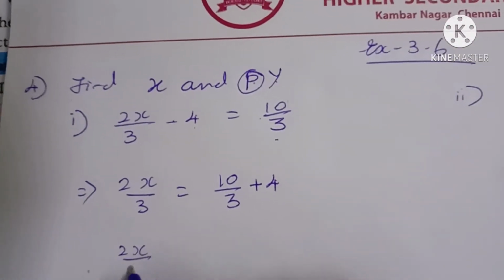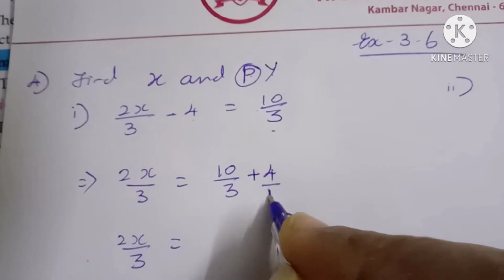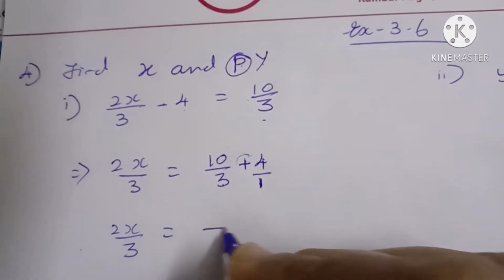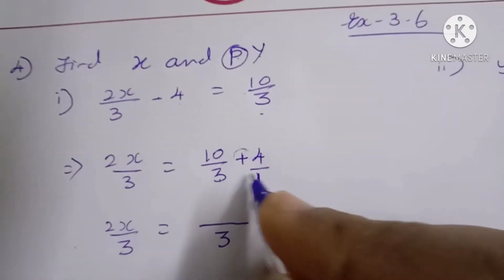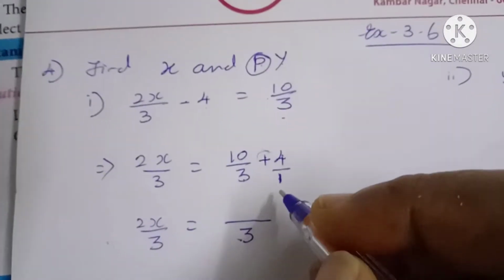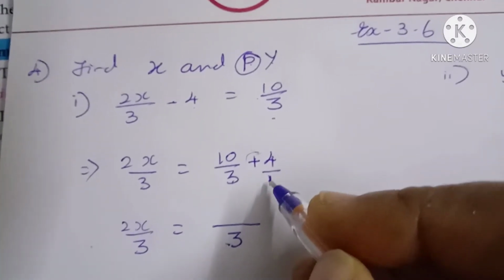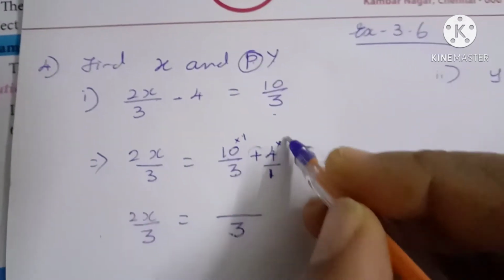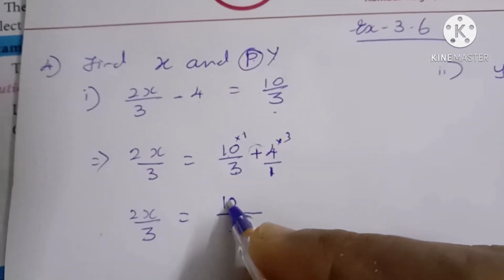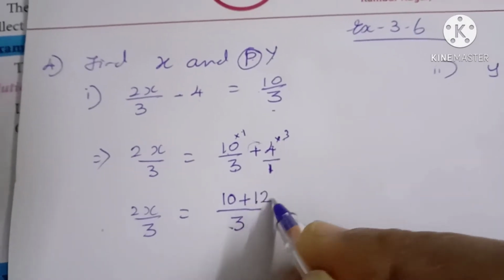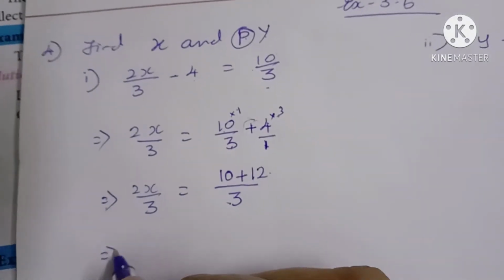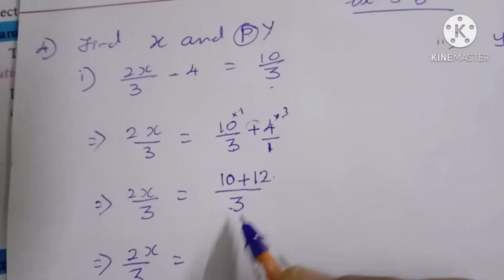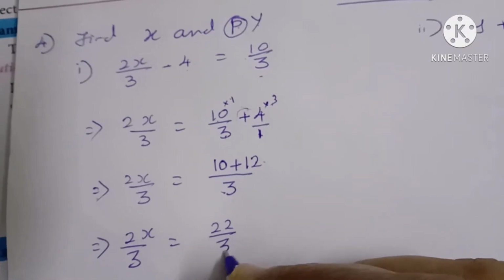Then denominators are different and plus sign in between. So take the common denominator. Common denominator is 3. If one number in the denominator is a prime number, just cross multiply. 10 into 1, 4 into 3. So 10 plus, 4 threes are 12. Therefore, 2x by 3 is equal to 10 plus 12, that is 22 by 3.